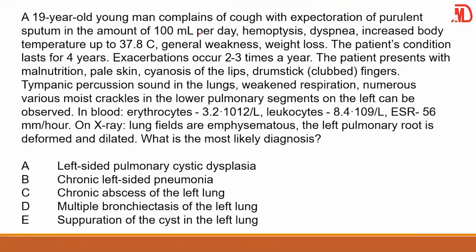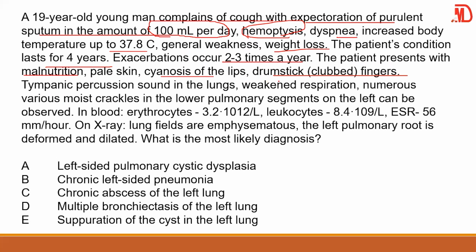A 19-year-old young man complains of cough with expectoration of purulent sputum, guys, 100 mL per day. Hemoptysis, we've done this. Hemoptysis, dyspnea, increased body temperature. For those who don't know what hemoptysis is, it is coughing up blood. General weakness, weight loss. Condition lasts for 4 years. Exacerbation occurs 2 to 3 times a year. Patient presents with malnutrition, pale skin, cyanosis of the limbs, clubbed fingers, tympanic.